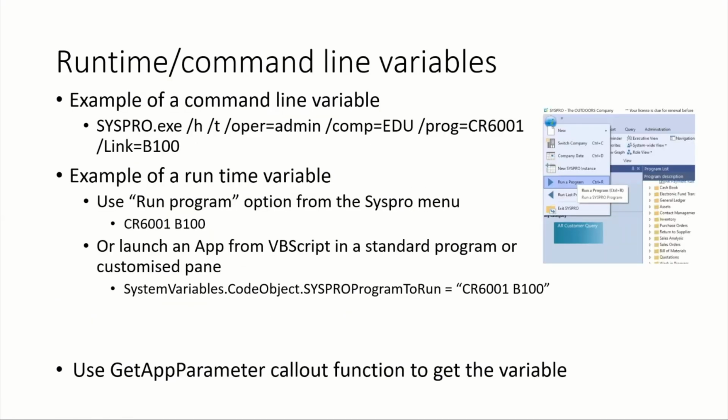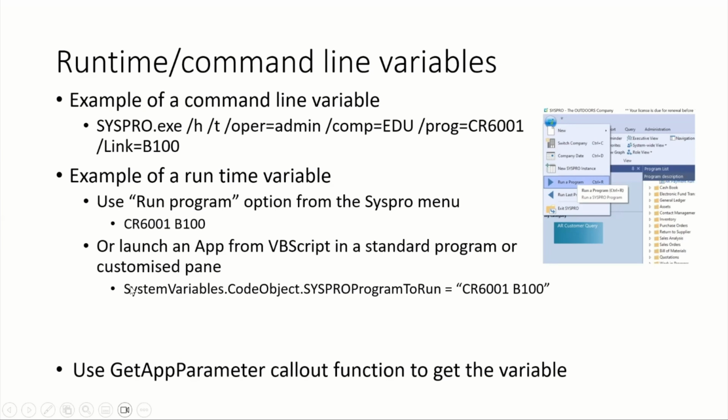Many of you will have used this, I'm sure, but you can run Syspro from a shortcut on a desktop or anywhere you like, give it a series of options, and clearly one of the options is a program to run. Well, that could be the app name there, and then the link would be your runtime variable that you're passing through. You could use the run program command, which we're seeing over here, and just simply type in the app name and the variable if you wanted to, or you could launch an app from a VB script in a customized pane or a macro on a standard program using the Syspro program to run, and then app name and the variable as well.